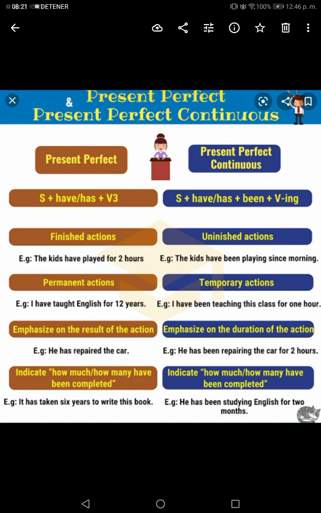And finally, indicate how much, how many have been completed. It has taken 6 years to write this book. How much? 6 years. Indicate how much, how many have been completed. He has been studying English for 2 months. Yes. So these are the differences between present perfect and present perfect continuous.